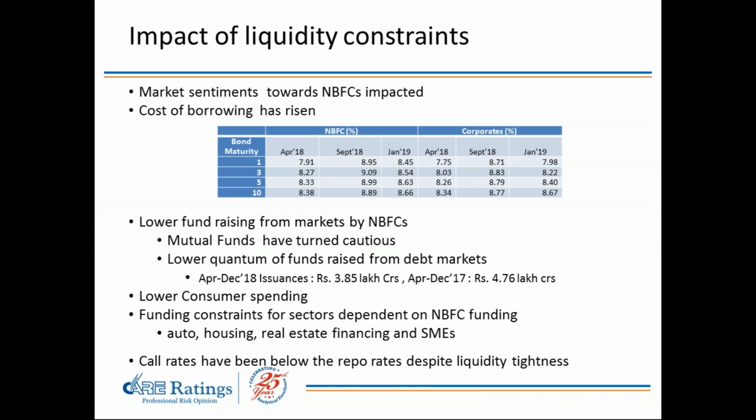The higher cost of funds for NBFCs has pressured their margins and further impinged upon their ability to raise funds. Also, mutual funds, which are key lenders to NBFCs, have turned cautious and lowered their investments in the segment. The funds raised from the debt market have thus been lower. The total issuances of corporate bonds during April to December 2018 was 19% lower than issuances during the comparable period last year.